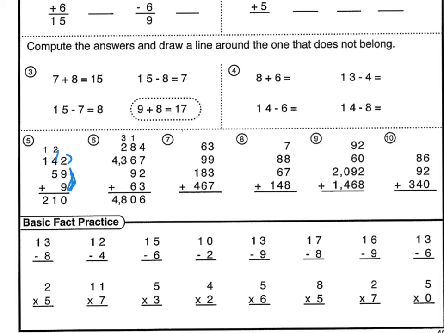And then I've got 2, 4, and 5 being added together. 2 and 4 is 6. 6 and 5 is 11. Regroup with the 1 right there. 1 and 1 makes 2.